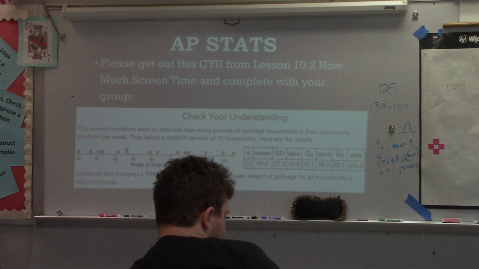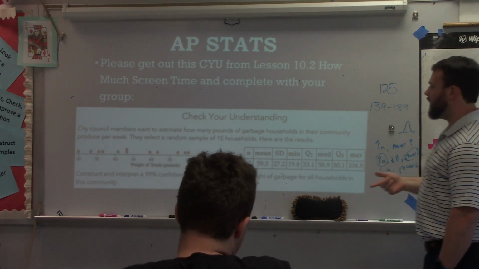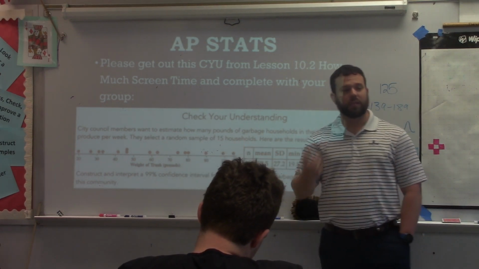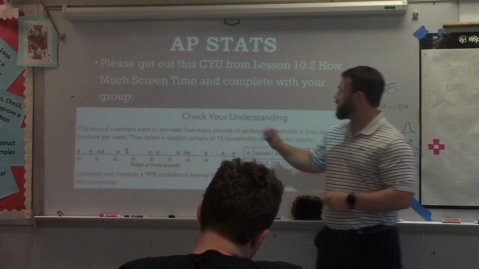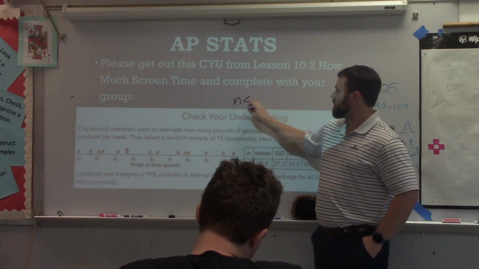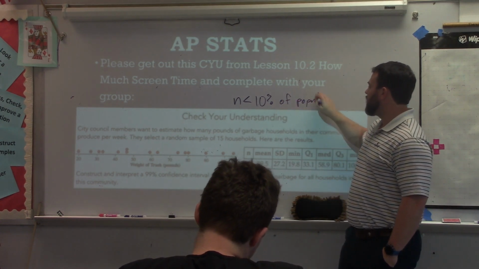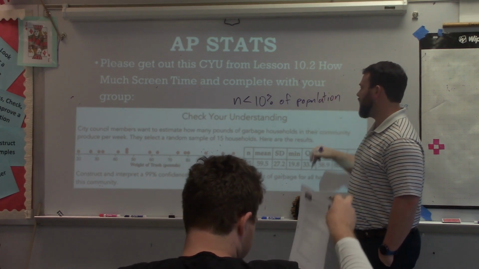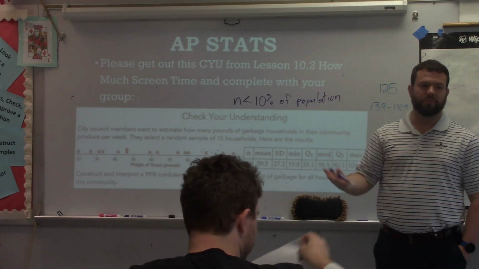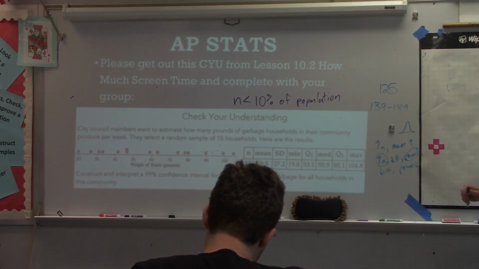What comes after random? 10%. Remember, when sampling without replacement, do we want to get the same household more than once? No. So when sampling without replacement, we need our sample size to be less than 10% of the population. Now, do we actually know what the size of this population is? No. In that case we would just say, hey, we assume 15 is less than 10% of all the houses in that community, okay?